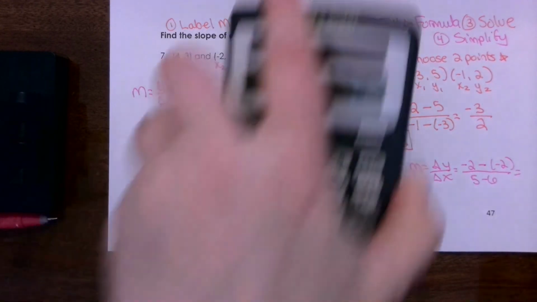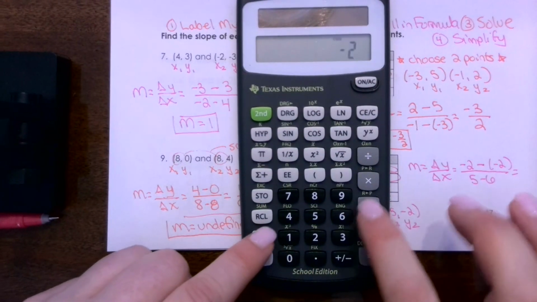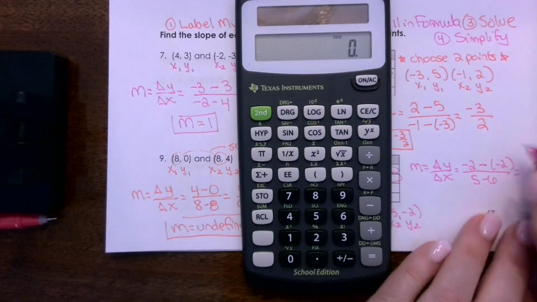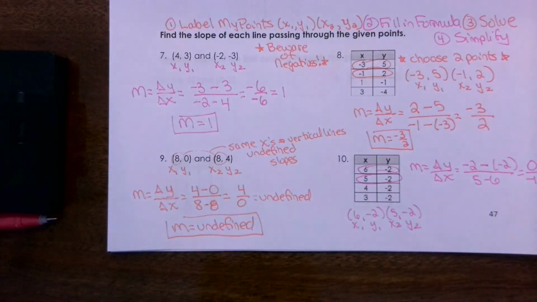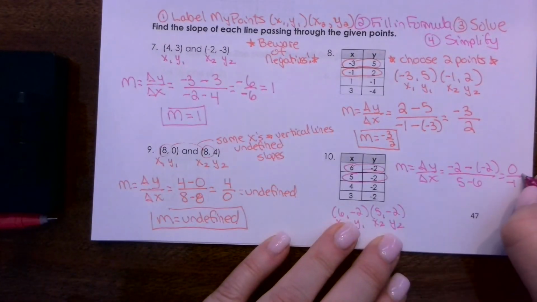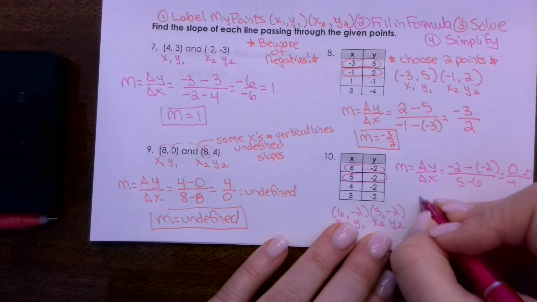If I put negative 2 minus negative 2, I get 0. And the bottom, 5 minus 6 is negative 1. I know 0 divided by any number is 0. So that equals 0. My slope is 0.